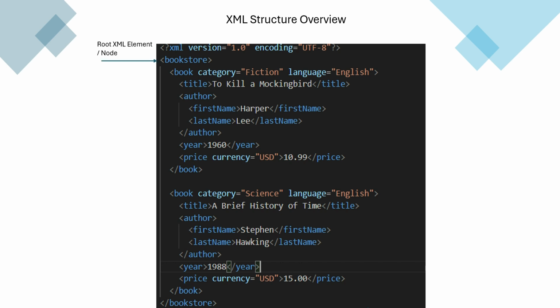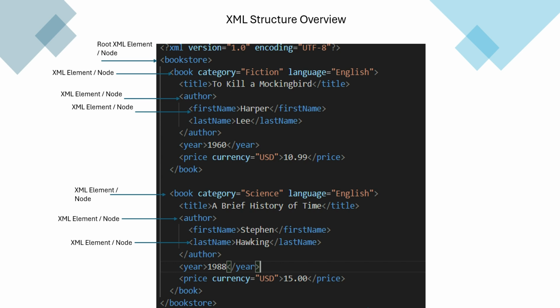Let me explain. The very first is the root XML element or a node. We just have one bookstore, so that's our root XML element. After that, we have many XML elements. So book is an XML element, title, author is an XML element, first name is also an XML element. It's just that they are part of a parent XML element. Similarly, you see another book down below, that is also an XML element. Author, last name, year, price, they all are XML elements.